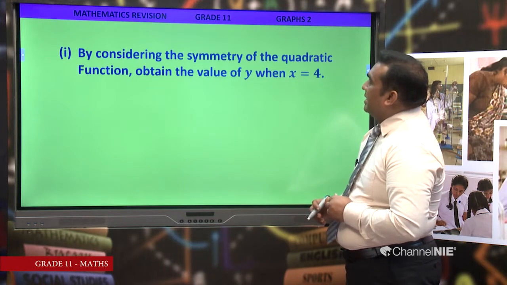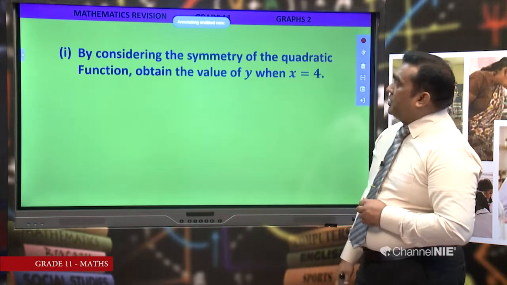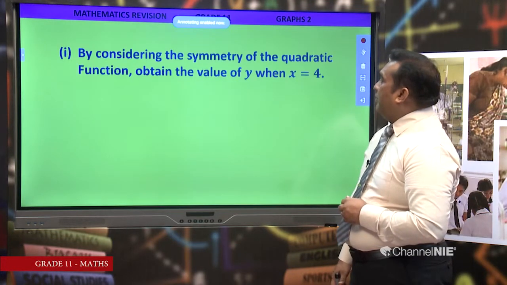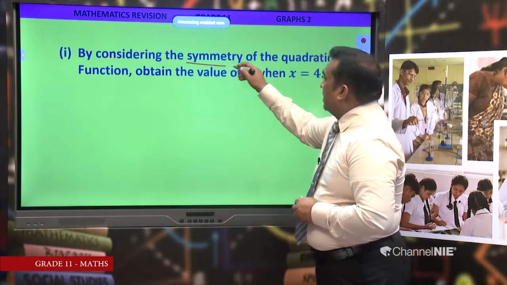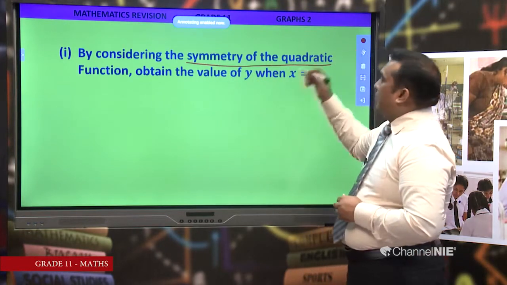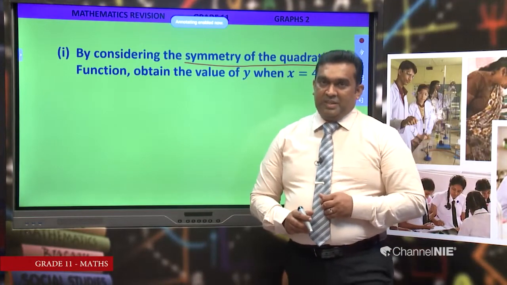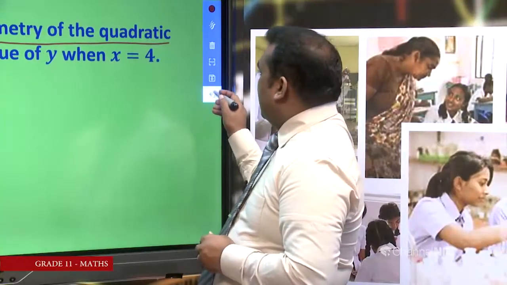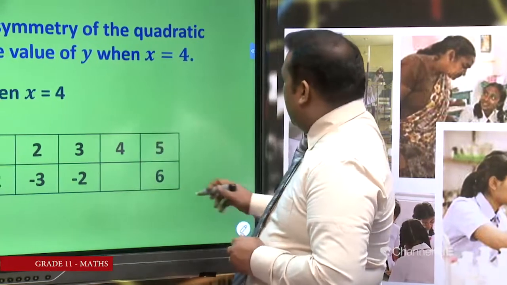By considering the symmetry of the quadratic function, obtain the value of y when x equals 4. Symmetry of the quadratic function. Then how to find it? Like this.